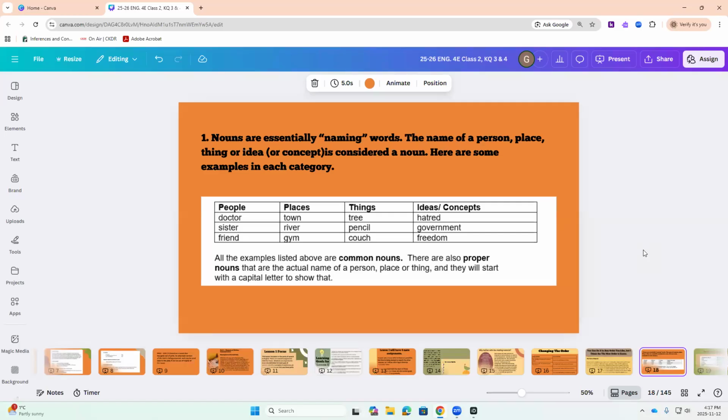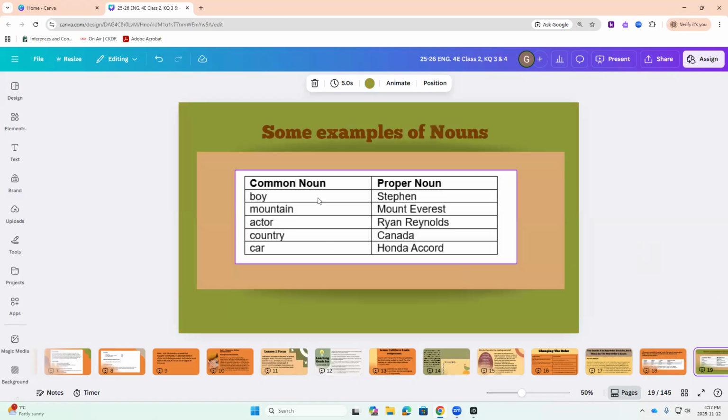All the examples I've listed there are called common nouns. That means that they're just the generic version. We also have proper nouns that are the actual name of a person, place, or thing, and they will always start with a capital letter to show that. So for example, the common noun is boy, but if your name was Stephen, then I put a big S there to show that's your actual name, but they're both nouns.